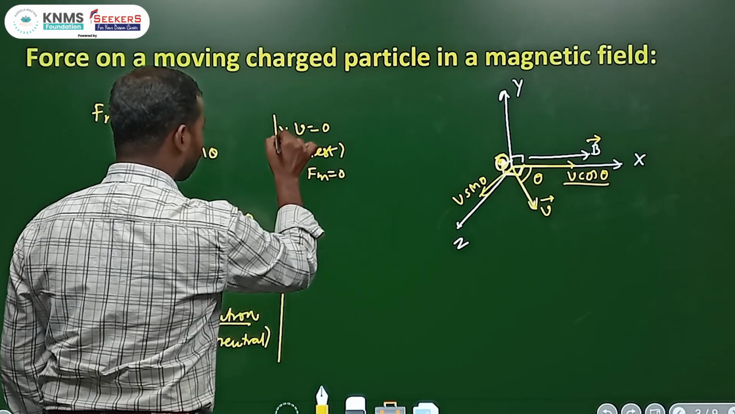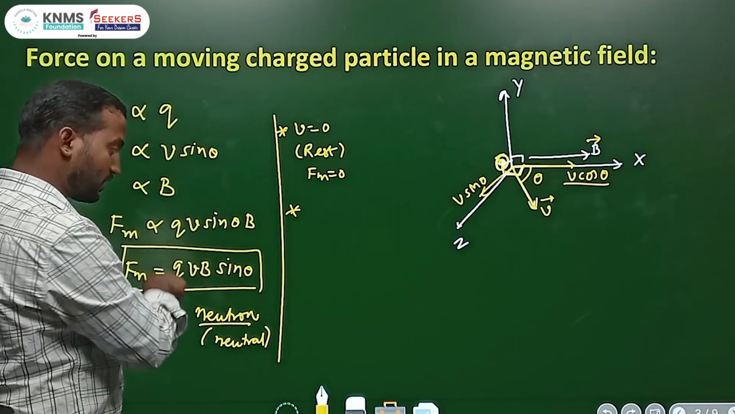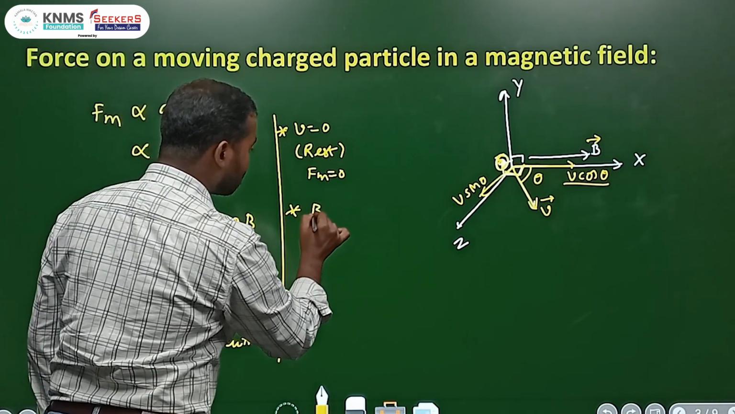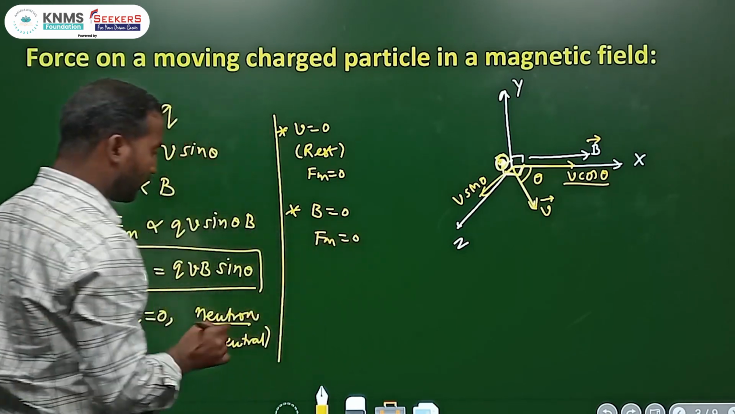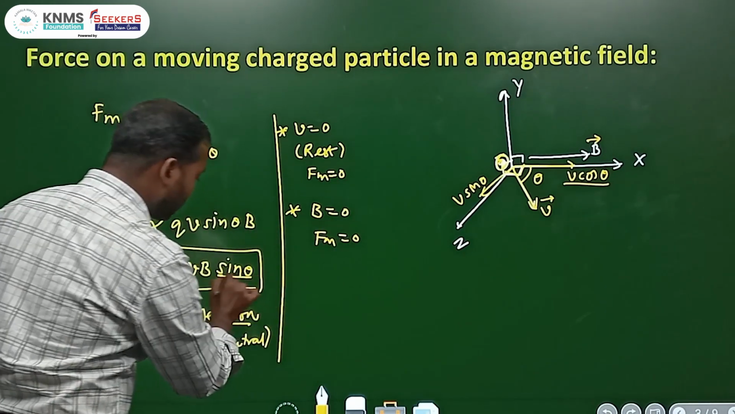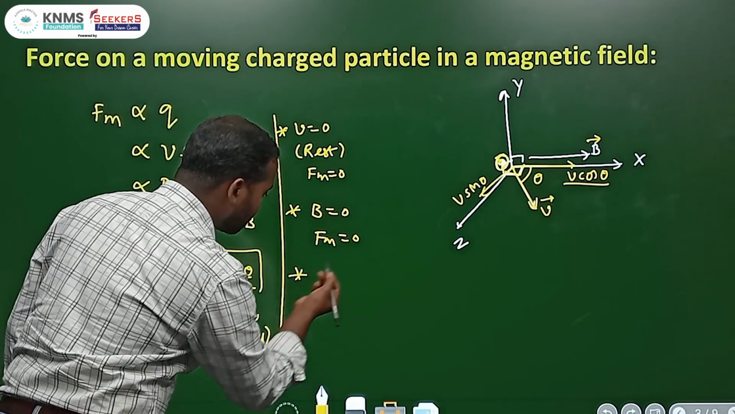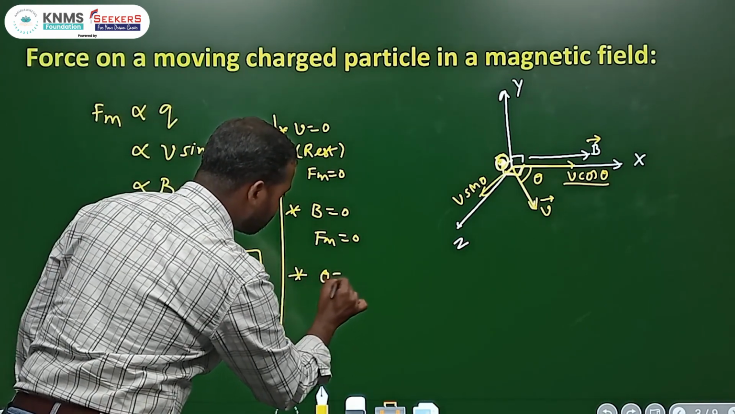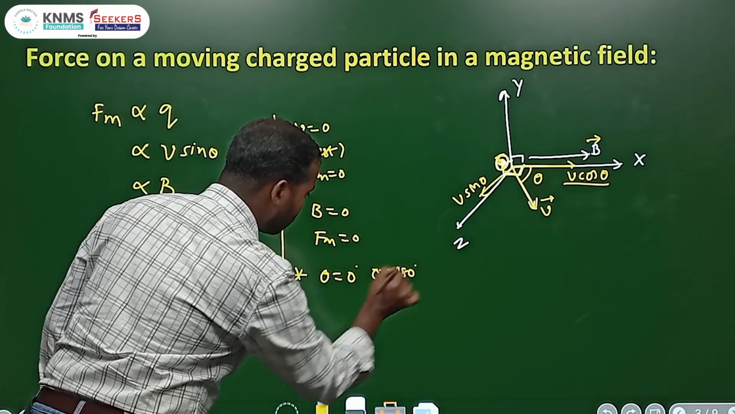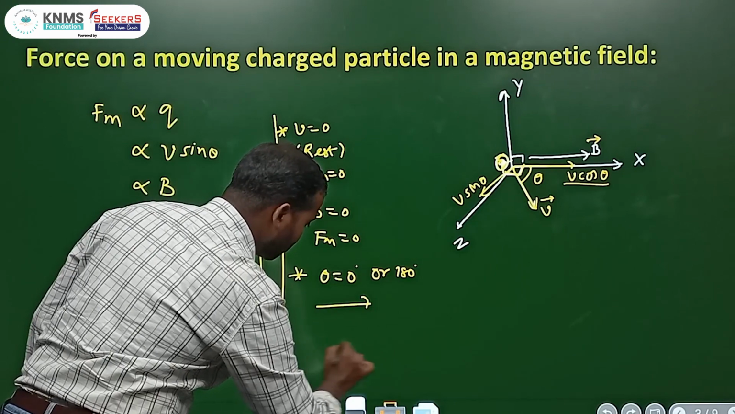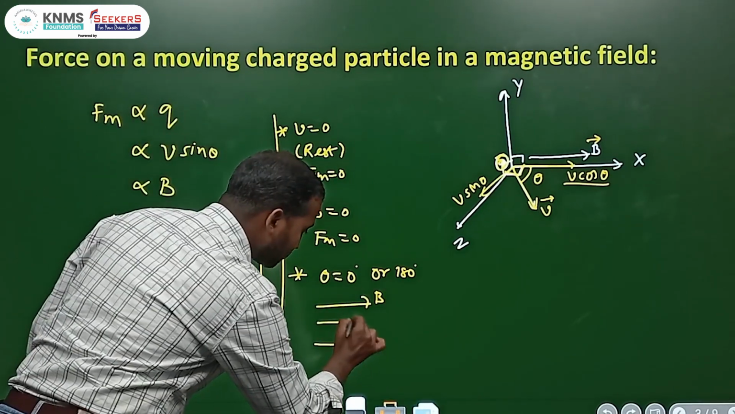Next, suppose even though the charge is there and it's moving, the magnetic field itself is 0. Hence there will be no magnetic force at all. And here the sin theta also plays a crucial role. For example, if theta is either 0 or 180, what is the meaning of 0? That means I take the magnetic field in this particular direction and the velocity also in the same direction.